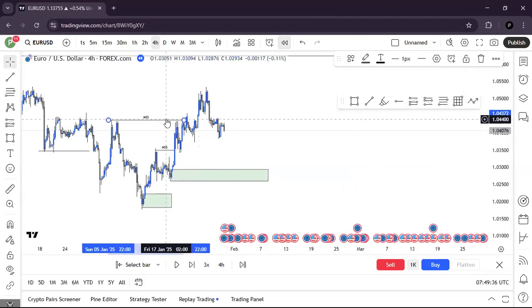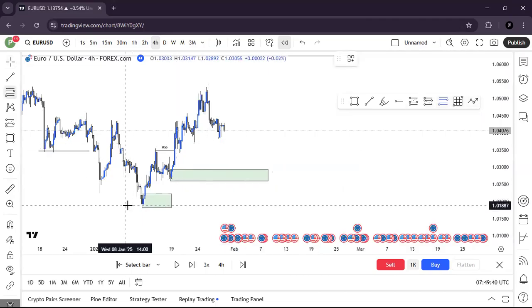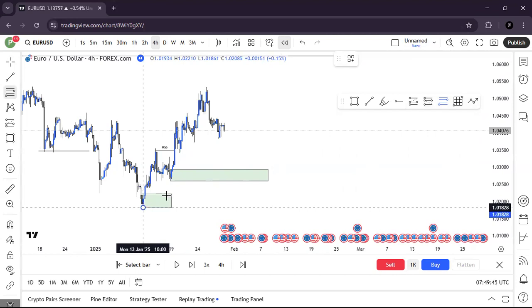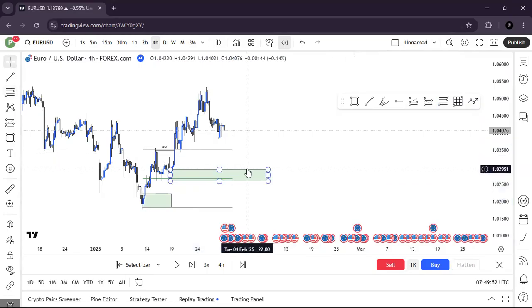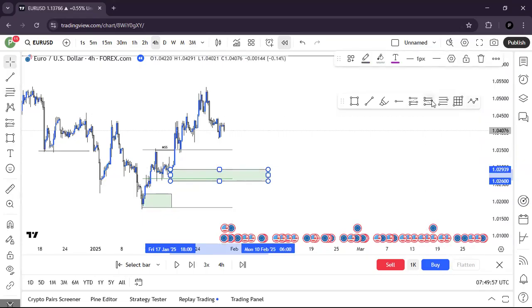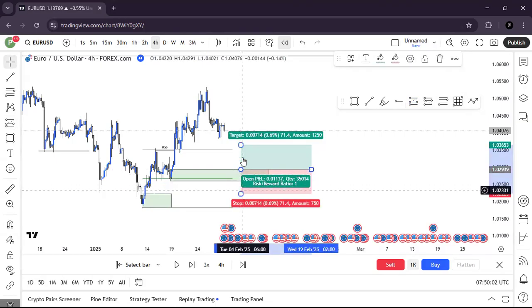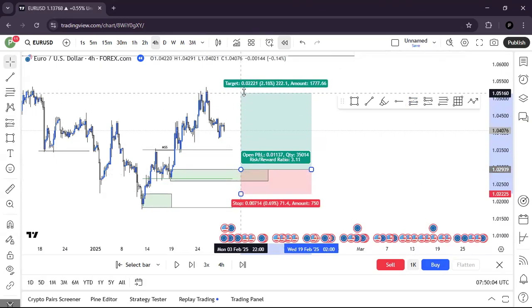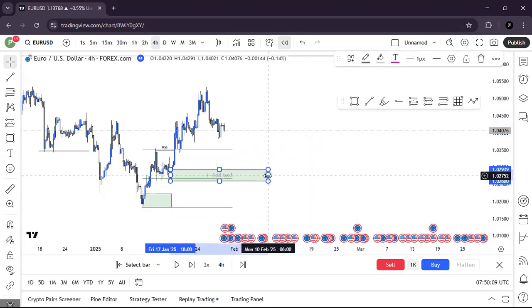Let me delete this. This is the nearest one. So to refine your entry, you carry your Fibonacci tool from your swing low to where the market structure shift happened. So you see that we have refined it now. That means this other block is no longer valid. It is liquidity. If we had placed our entry around here, the market would have hit our stop loss and we wouldn't understand why.